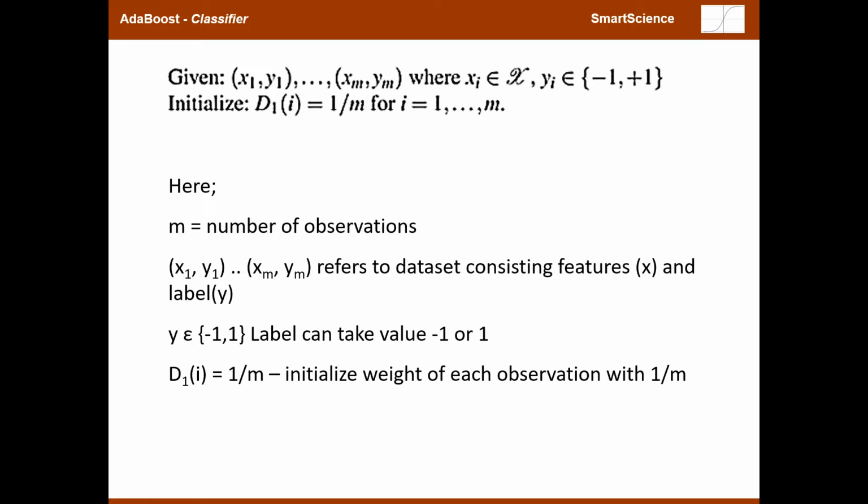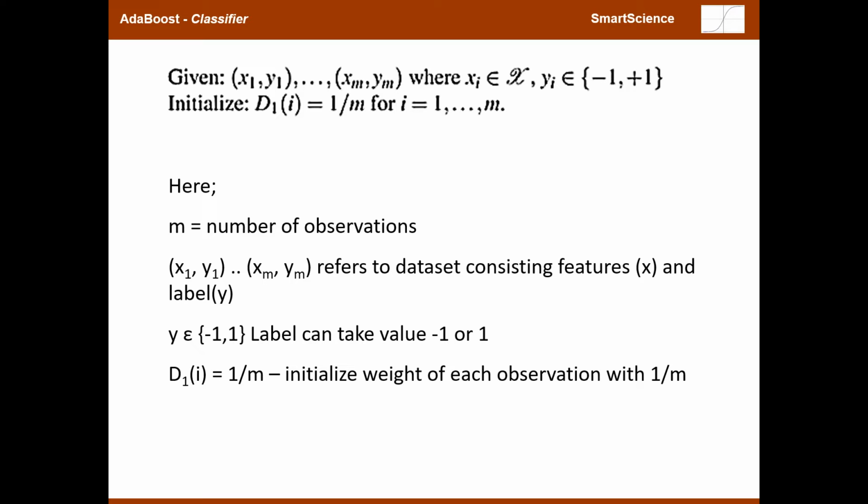Let's take the first two lines. It says that given x1, y1 to xm, ym, it is referring to our data. So x refers to the features, y refers to the labels. So obviously we got m observations. M is the number of observations.